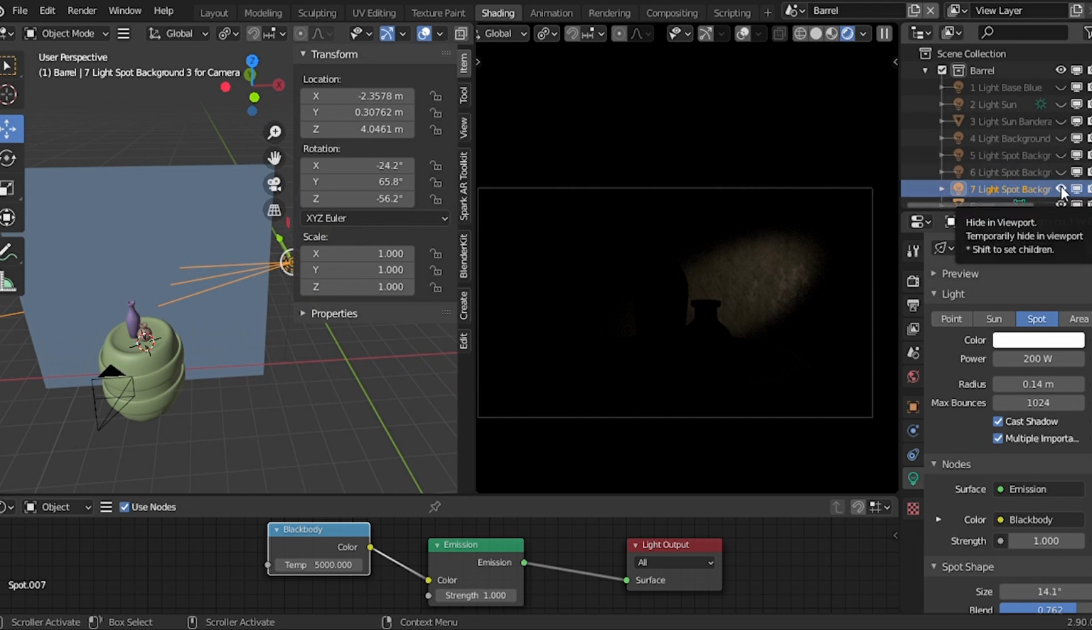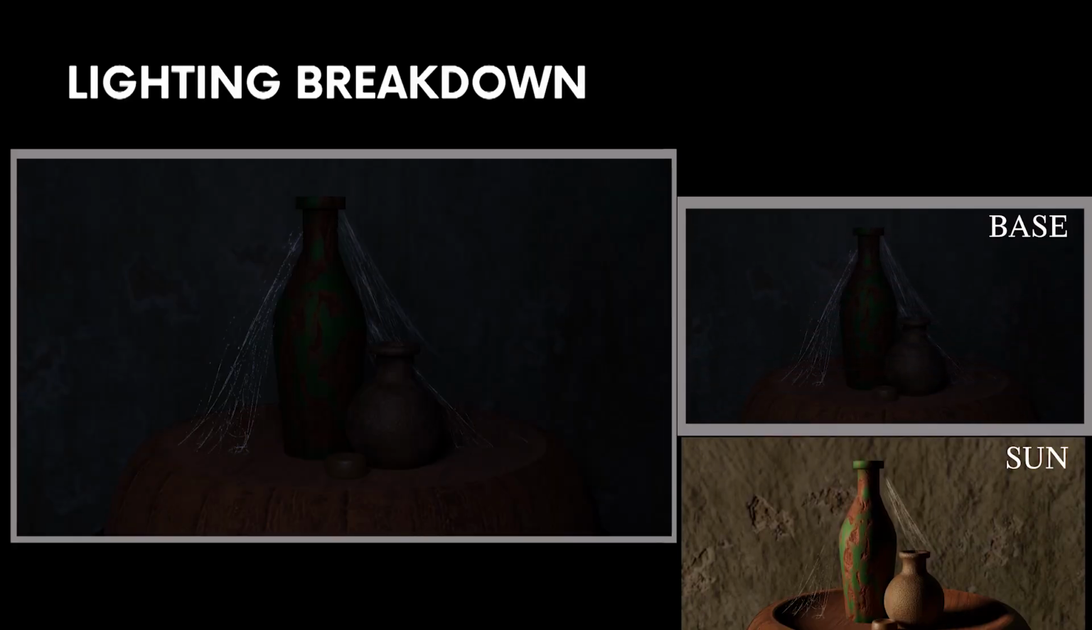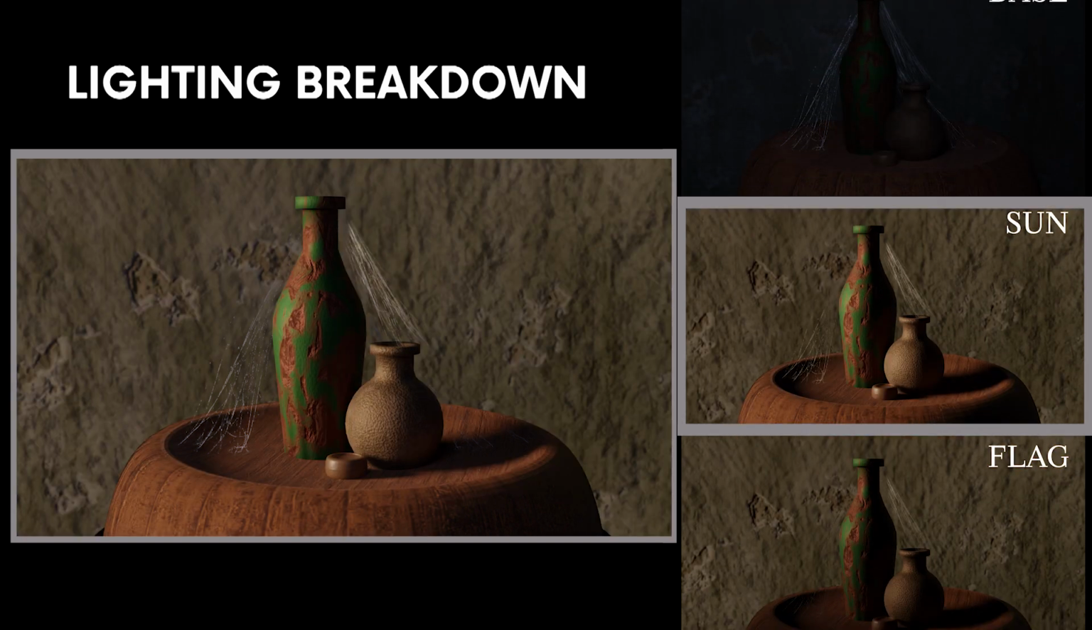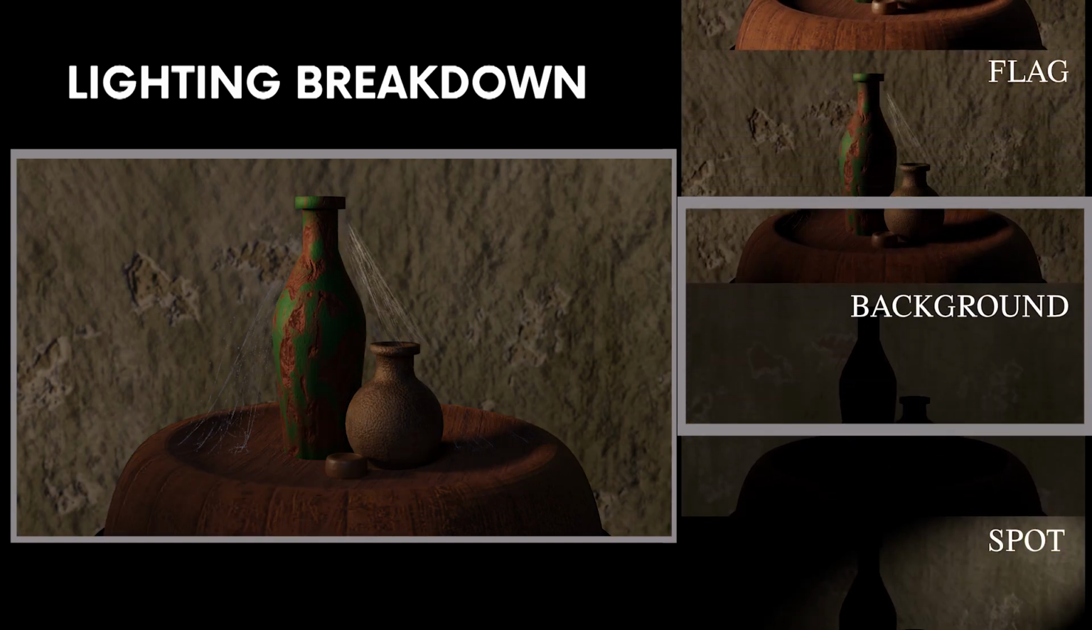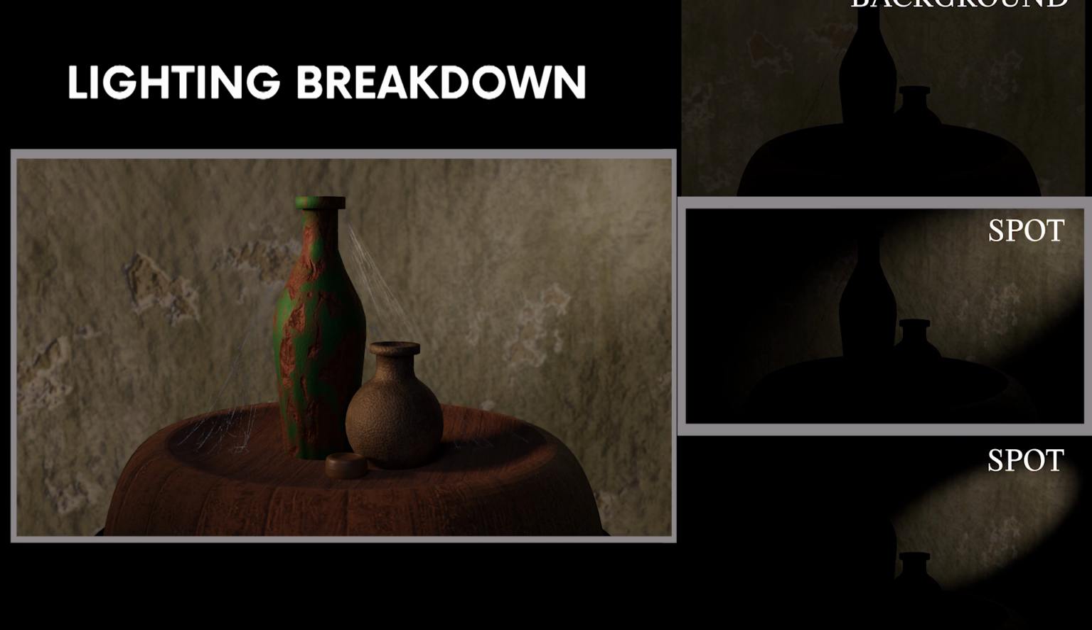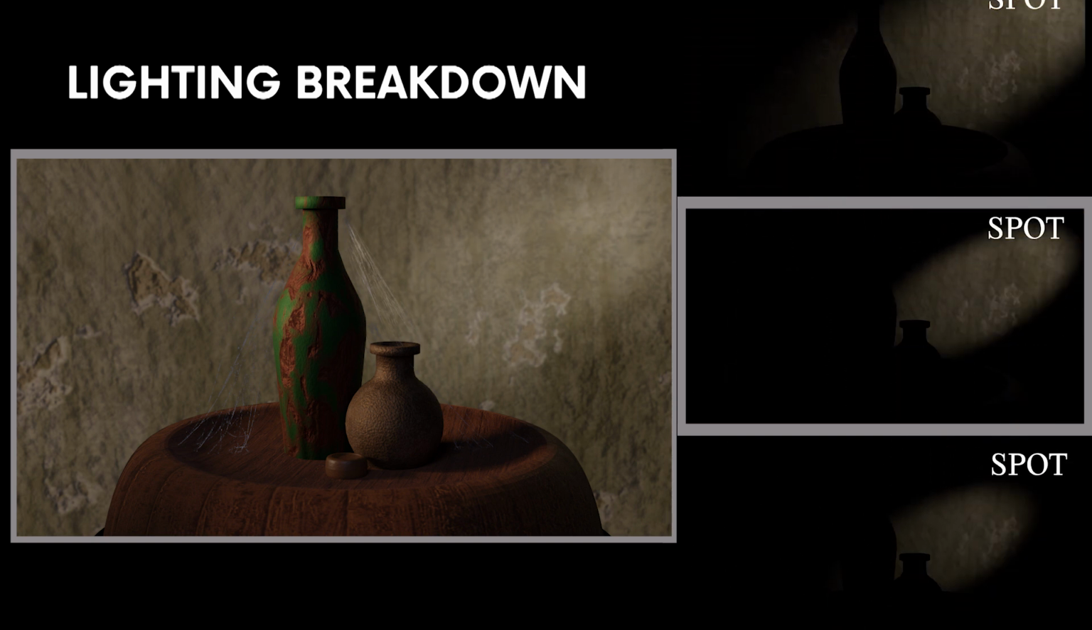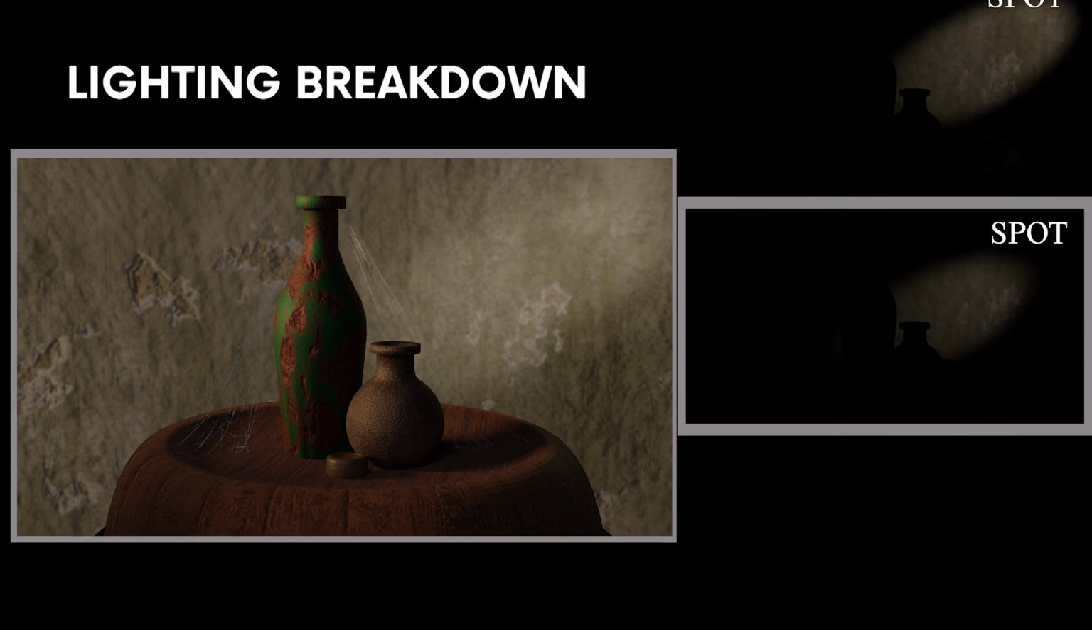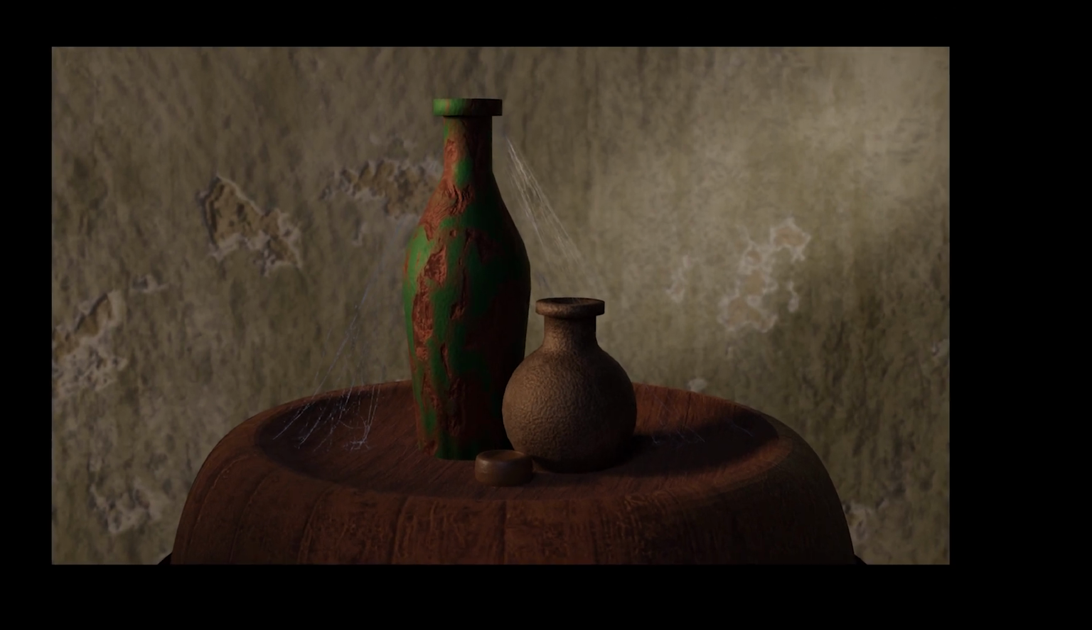Now let's add each light: the blue basis, the sun, the flag, the background light, the background spot number 2, and background spot number 3. And there you have it.